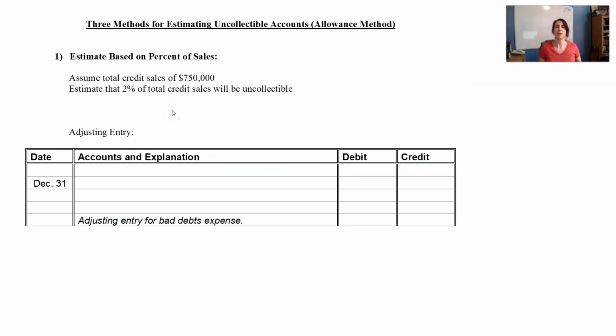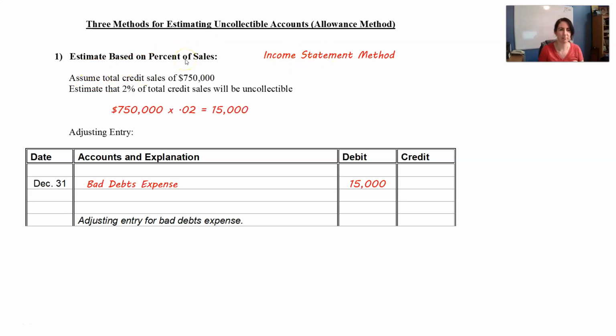So how do we actually calculate the dollar amounts? Remember, the journal entries are the same regardless of which method we use, but the calculation is going to change. So the first one we're doing is the income statement method, percentage of sales. It tells us, here we go, income statement method. Estimate based on the percentage of sales. Assume total credit sales of $750,000. Assume that 2% of them will be uncollectible.